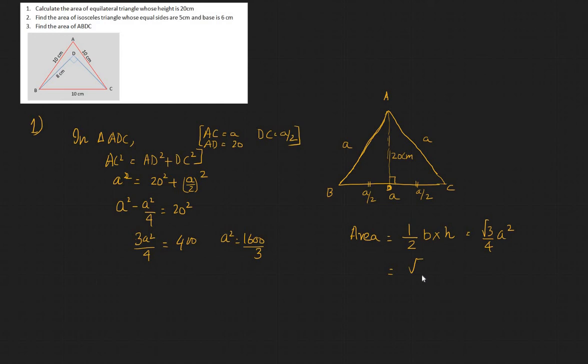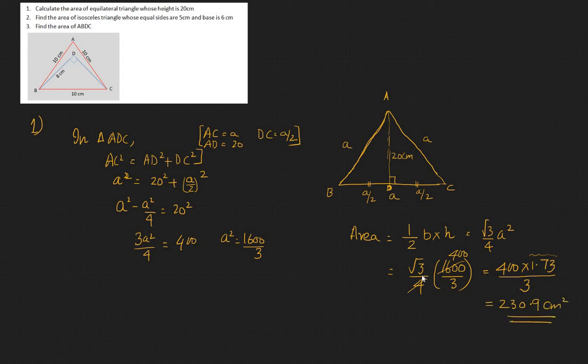So we can say it's root 3 by 4 into 1600 divided by 3, and this would be cancelled, and this is 400. So it's 400 into 1.73. It helps to remember these numbers, at least for root 3, root 2, etc. Divided by 3, that amounts to 230.9 centimeter square.